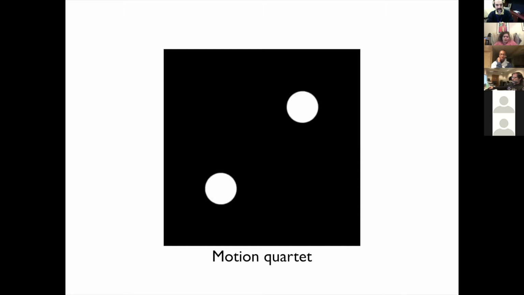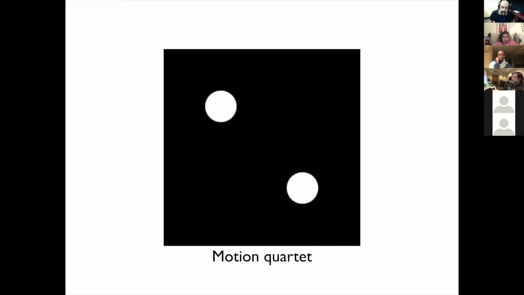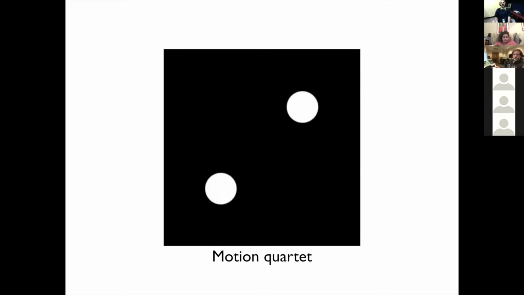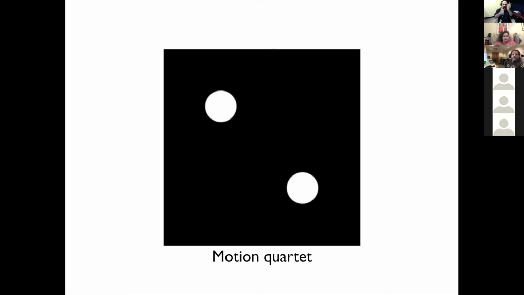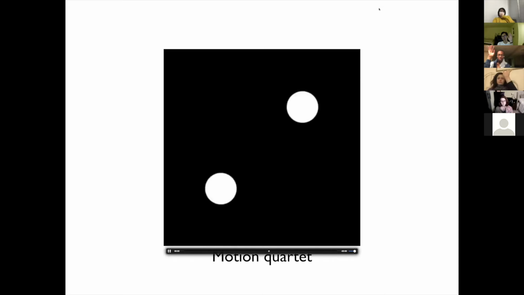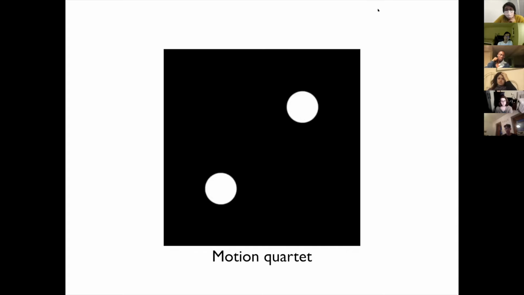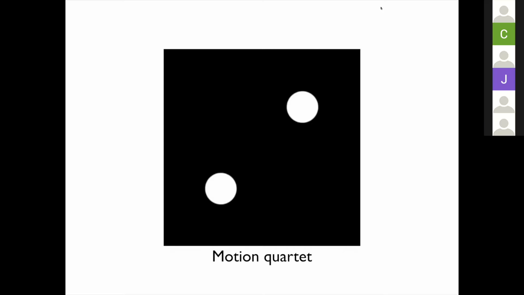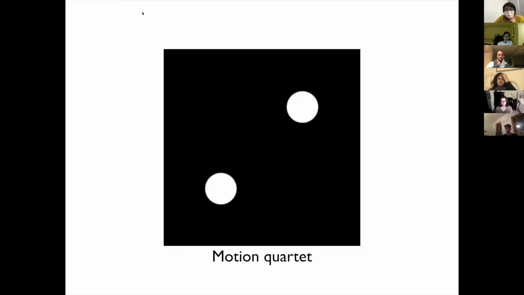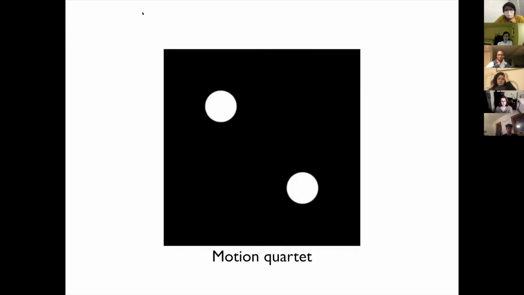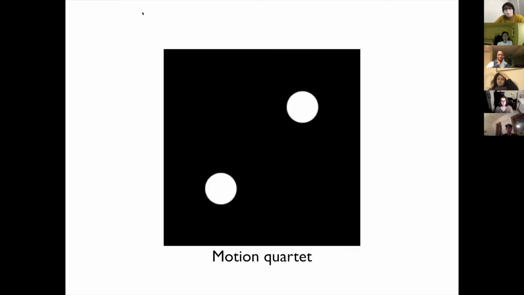Here is an example. This is called a motion quartet. So if you go, how many people see that as vertical motion? Let's see. I see. All right. Good. Good. Fair amount of people. How many see that as horizontal motion? Aha. Okay. So they are vertical. Now do this. Just cover the bottom row with your hand.